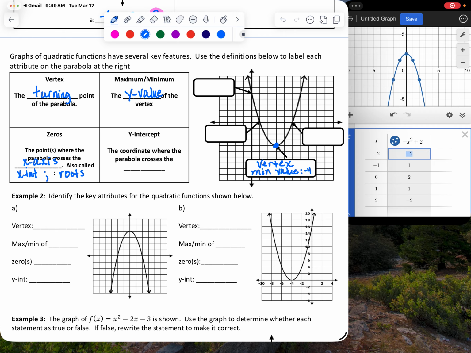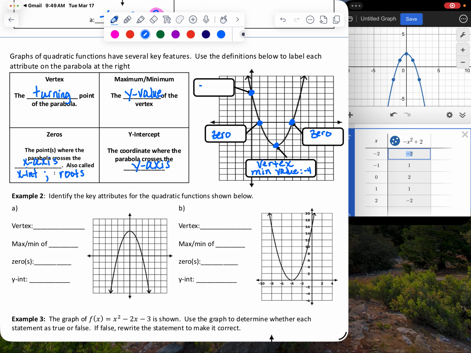So I'm going to label this with a 0. We have a 0 here. We have another 0 here. Okay, those are the zeros of the quadratic function, where the function touches the x-axis. The y-intercept is the coordinate where the parabola crosses the y-axis. So in this parabola shown above, I'll put a dot right here.